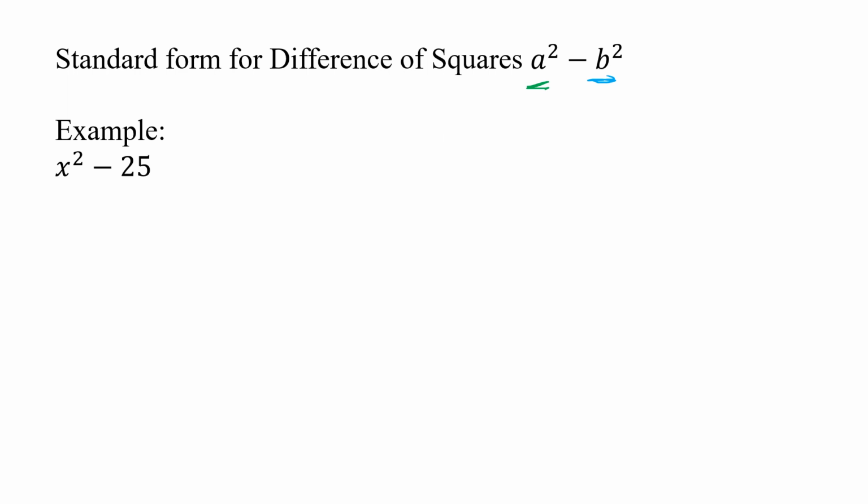For example, x squared minus 25. X squared is just x times x. That means it's x squared, right? 25 is 5 times 5. That means 25 is 5 squared. So what we have here is x squared minus 5 squared. Let's jump in how to factor this special kind of problem.